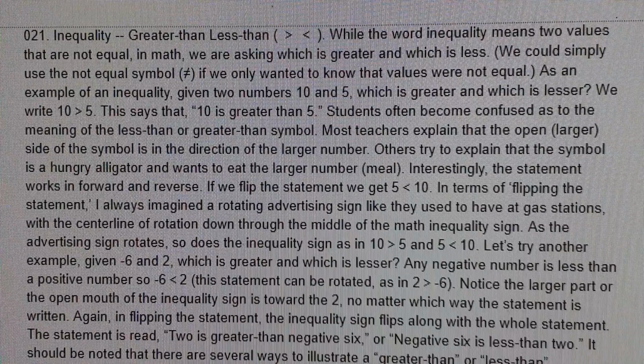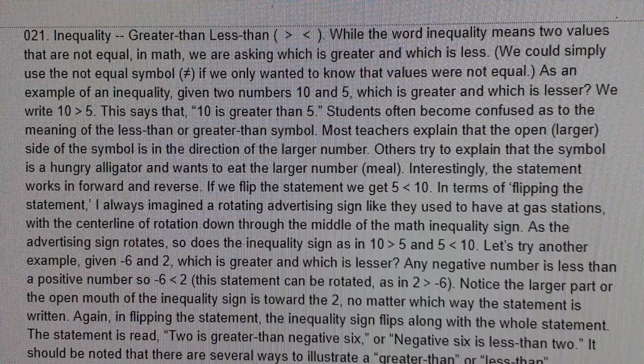Let's try another example. Given -6 and 2, which is greater and which is lesser? Any negative number is less than a positive number, so -6 is less than 2. Now the point of the arrow is toward the smaller number, or the -6, and the open side is toward the 2. Just to describe the greater than or lesser than symbol, it's two lines which meet at an angle at one side, and that angle side would be the small side, the open side would be the large side.